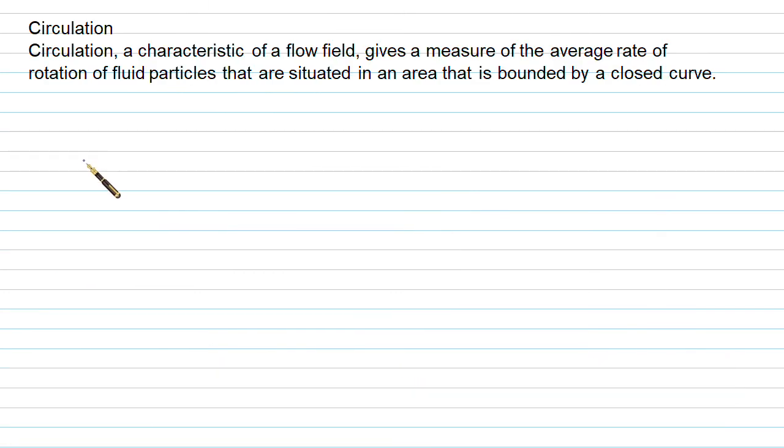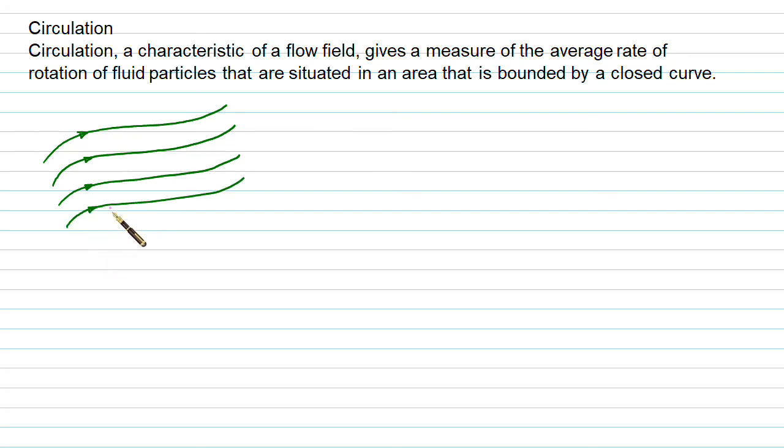In addition to the vorticity, we will define one more term, that is circulation. Circulation is a characteristic of a flow field, and gives a measure of the average rate of rotation of the fluid particles that are situated in an area bounded by a closed curve. So consider that we have streamlines. This is one streamline. The tangent to it represents a velocity vector v. Then we have another streamline here. So all these are streamlines. And in these streamlines we will consider a closed curve. Inside this closed area we are interested to know the average rate of rotation of the fluid particles, which is termed as circulation.